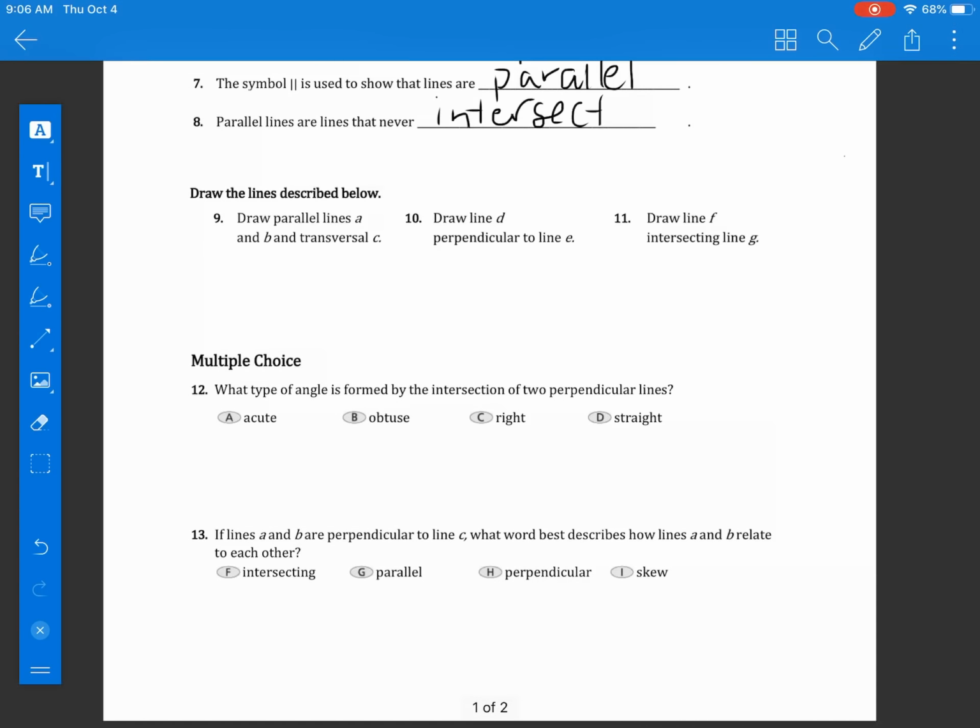We're going to start doing some drawings though, so please pay attention here. This part I think is the trickier part. So draw the lines described below. Number 9 says draw lines A and B that are parallel and transversal C. So we've seen this a lot of times. With your parallel lines, I recommend drawing them so they look very nice and never look like they're going to cross. You can have A and B wherever you need to with this one. And then it's going to be cut by the transversal C.